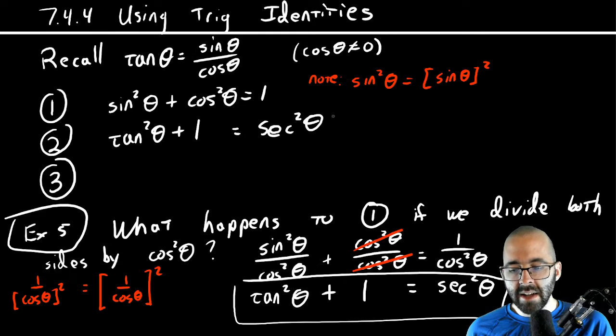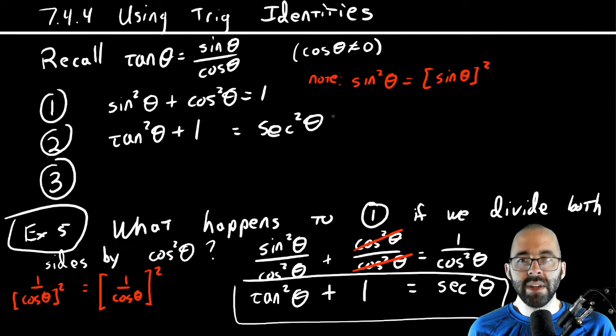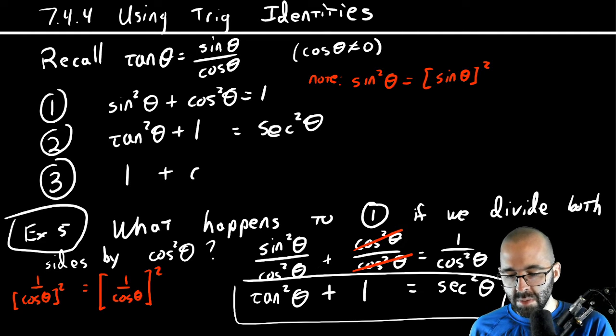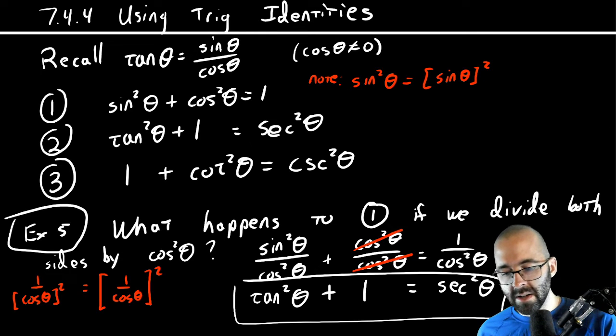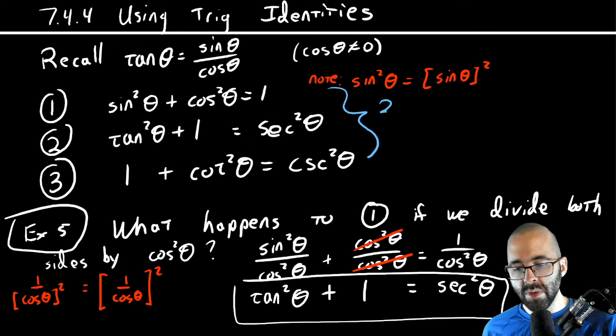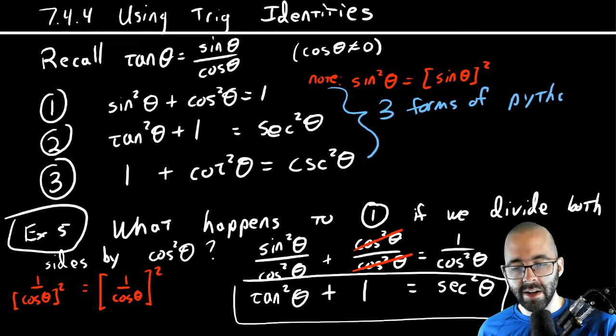And you can also do the exact same thing by dividing everything by sine. And if you divide everything by sine squared of theta, you're going to get 1 plus cotangent squared of theta equals cosecant squared of theta. Okay, right? If you divide everything by sine squared, this cancels. Cosine over sine becomes cotangent. 1 over sine becomes cosecant. And that's where these other ones go. So these right here are the 3 forms of the Pythagorean identity.